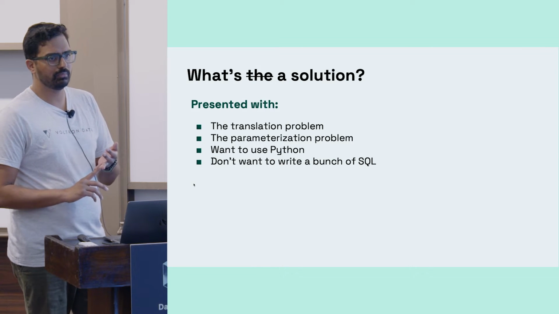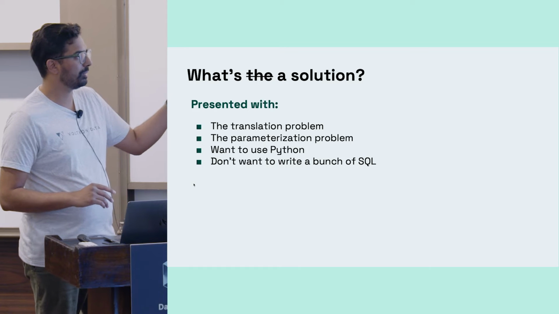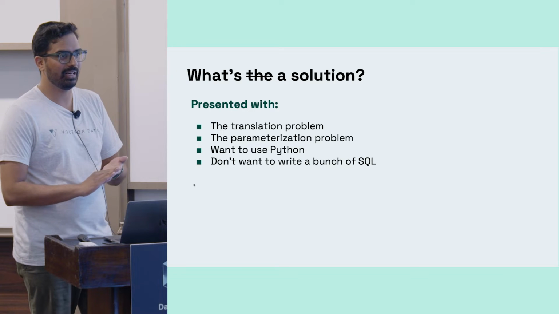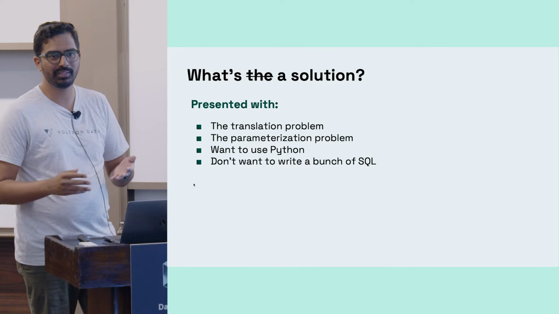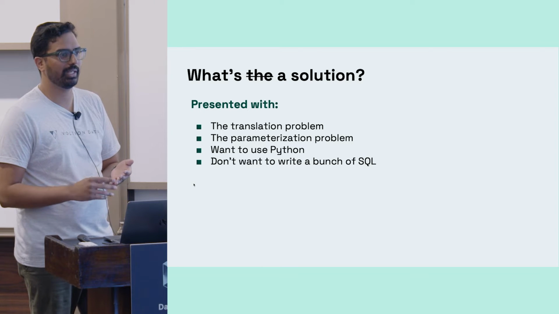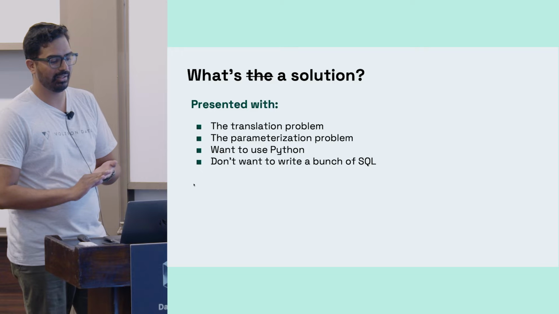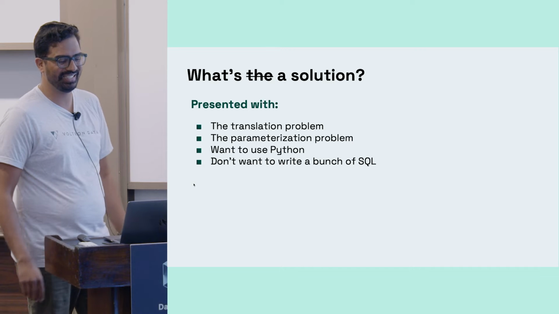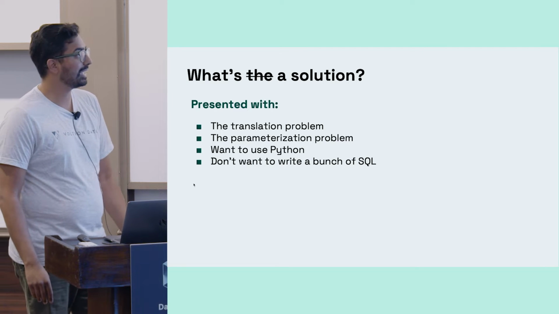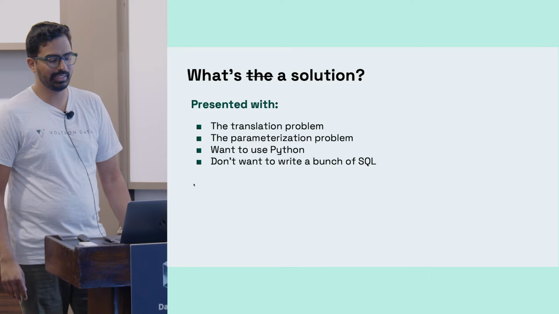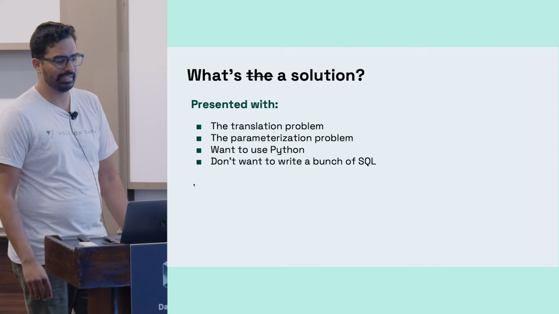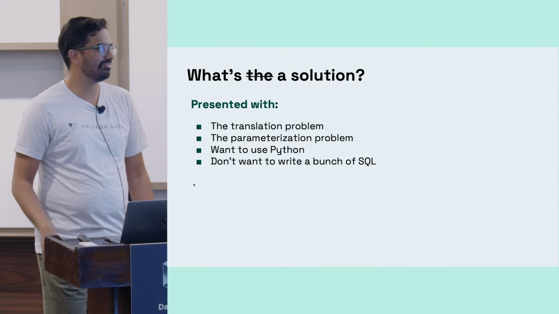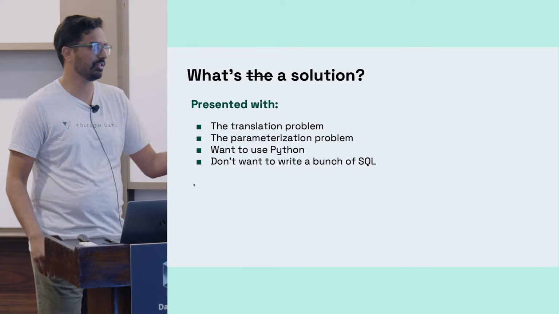So we've got a number of problems. We talked about the translation problem and the parameterization problem. Beyond that, I personally like Python. I don't know about a lot of you all specifically, but there are a lot of people working in the ML and data space who really do like to use Python. And last but not least, regardless of what you like, you might not want to write SQL. There's a fun quote on Twitter: SQL is really difficult at first, but once you use it regularly and learn more about it, it's even worse. And do we really want to even start talking about common table expressions, recursive common table expressions?